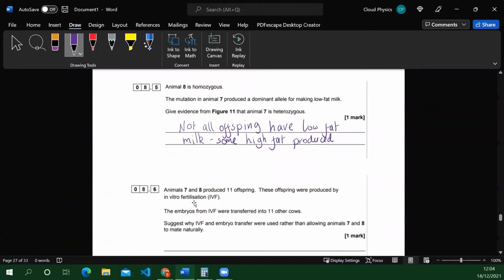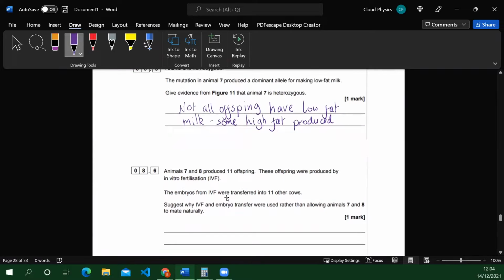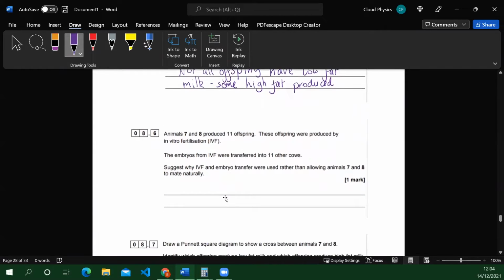Okay, animal 7 and 8. So 7 was the female cow with the low fat. Animal 8 was a male cow, produced 11 offspring. These offspring produced by in vitro fertilization. The embryos from IVF were transferred into 11 other cows. Suggest why IVF and embryo transfer were used rather than allowing animals 7 and 8 to mate naturally.